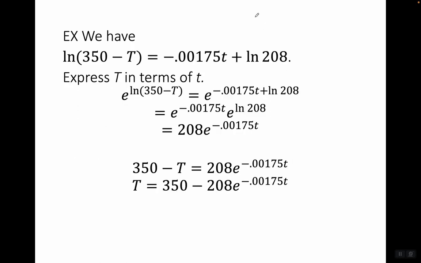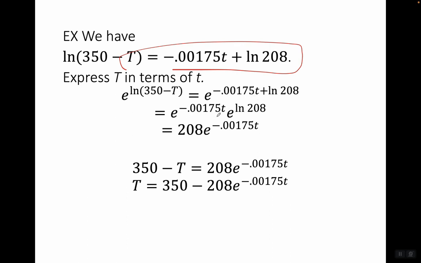So this is our solution to the differential equation. Suppose we were asked to express capital T in terms of t. Sometimes we want to do that. So we want to get capital T all by itself. To get rid of the natural log, we're going to raise e to both sides. So we have e to the natural log 350 minus T equals e to this stuff, negative 0.00175 t plus natural log 208.